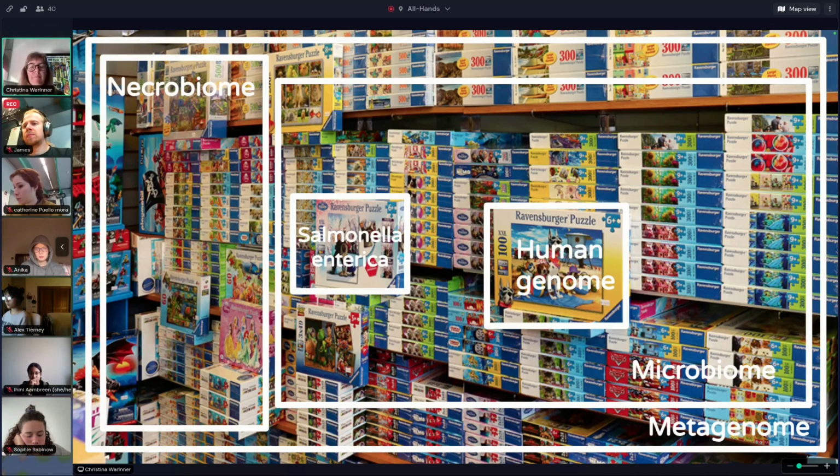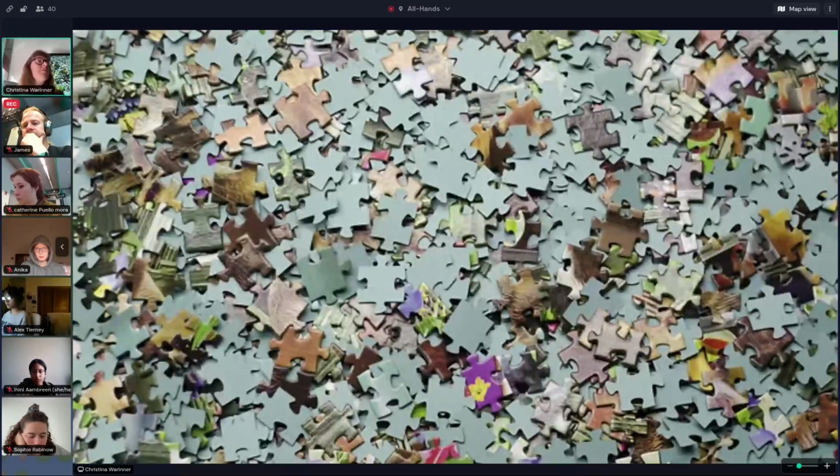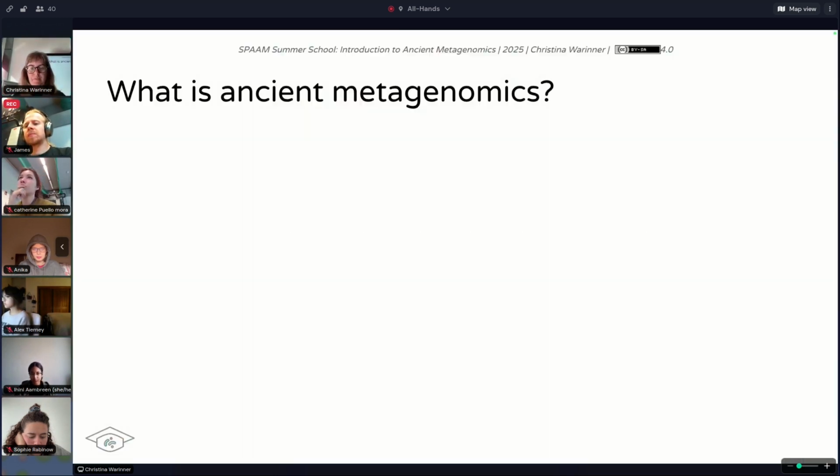Now that would be bad enough, except one of the problems we face is not only do we have so many puzzles, but someone has thrown away all the boxes. So we don't actually know how many different genomes are there, of what kind, how many of each one. And in some cases, we've never even seen the boxes before, so we don't even know what it's supposed to look like. And all the pieces have been mixed together. So that is the challenge we face with ancient metagenomics.